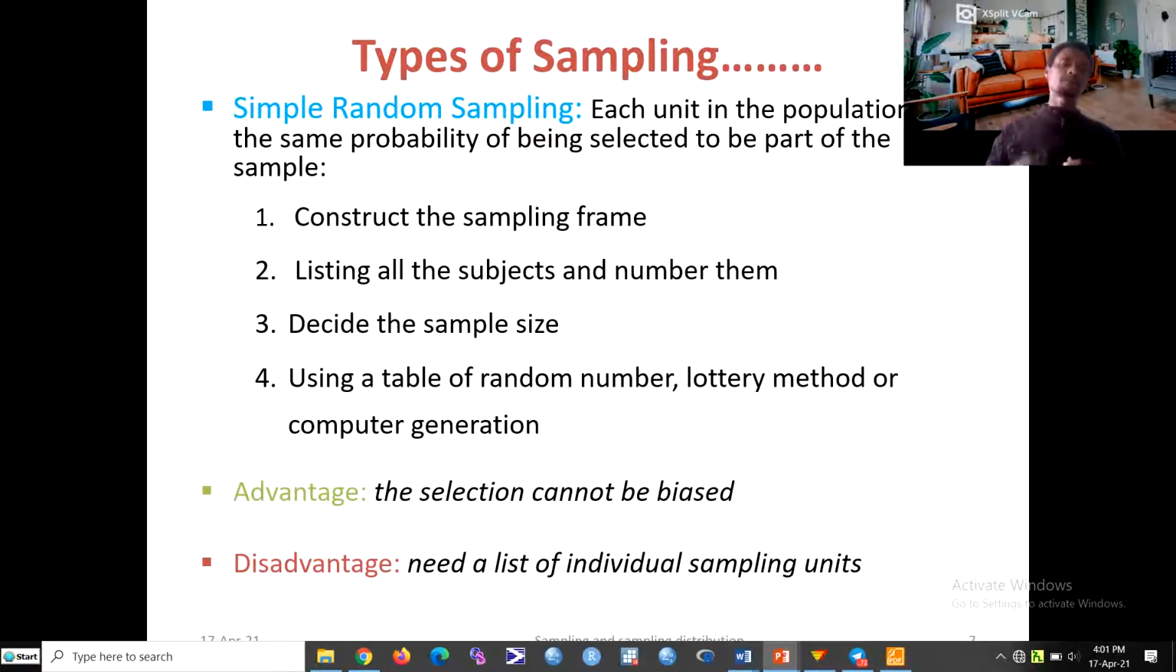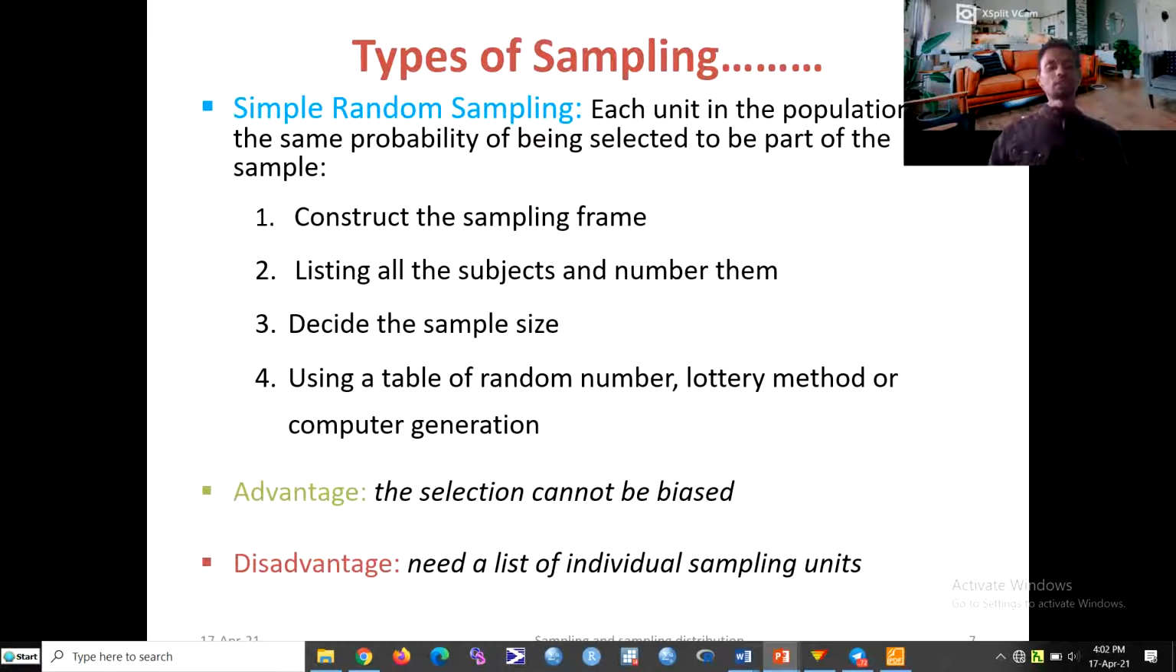If I have these 10 people, I may be interested in taking 3, so we have to decide the sample size. How do we select the individuals for the determined sample size? There are two options. I can use a table of random numbers, or I may use the lottery method, which can be substituted by computer generation.